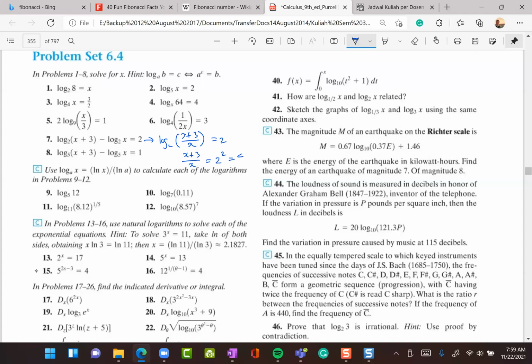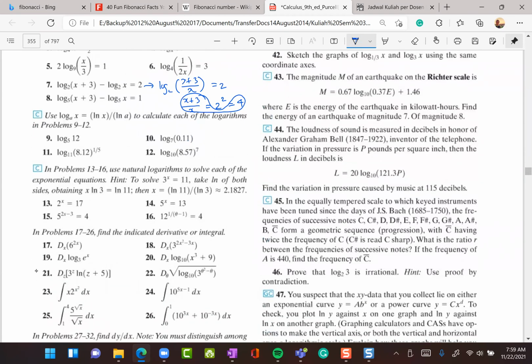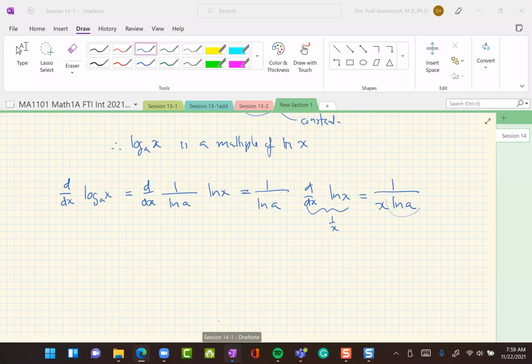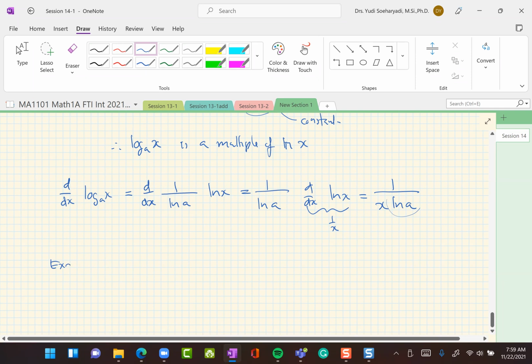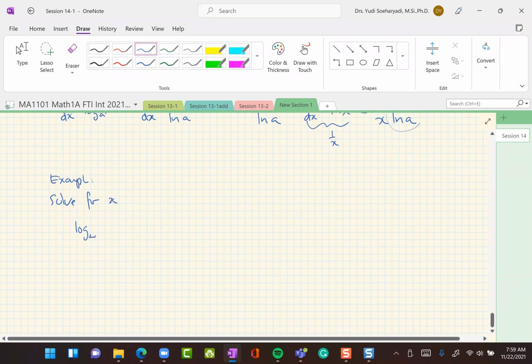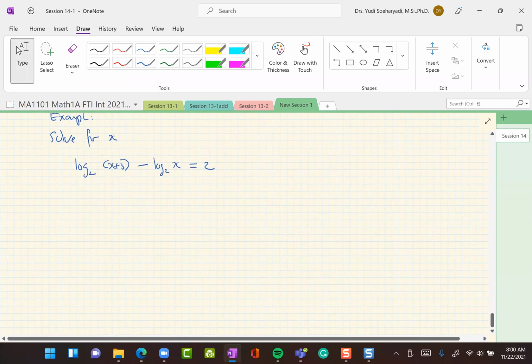And then you can solve this. Let me see. So for x, we have log base 2 of x plus 3 minus log base 2 of x. Okay, so let's do this one first. If you write this down using just one term, this becomes a quotient.